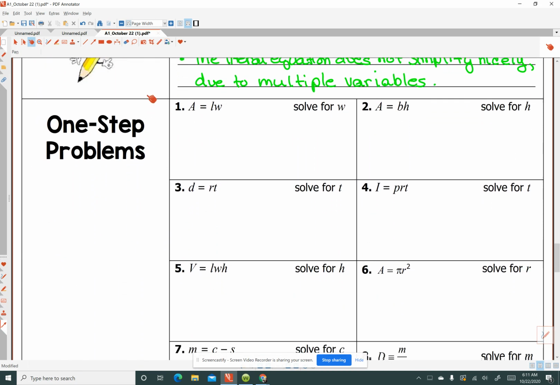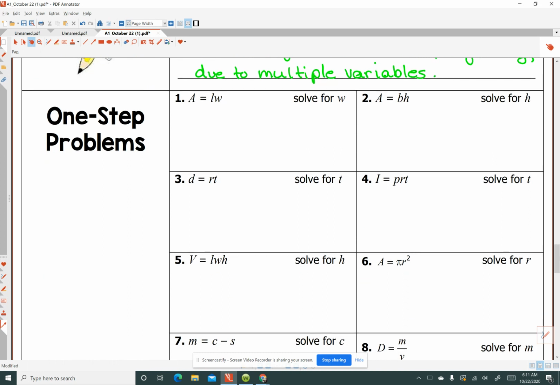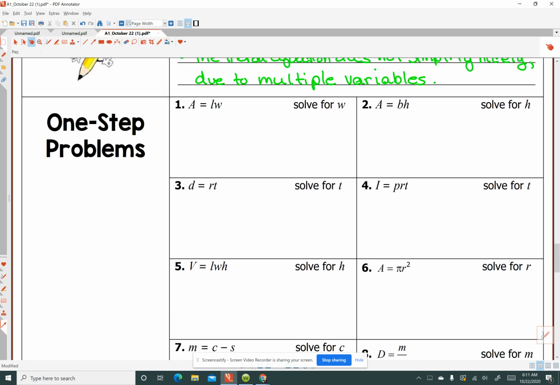So let's solve some examples ourselves. The first thing we need to ask is, what am I solving for? Let's write that down. Ask, what am I solving for? I look at this first equation, it says to solve for w. So I need to solve for w.